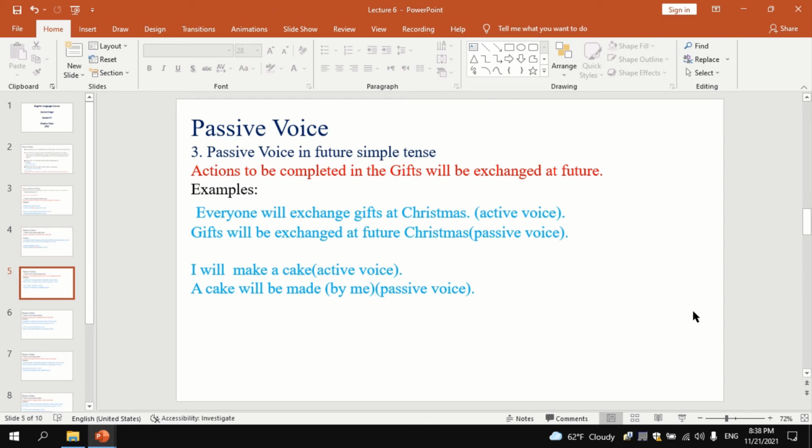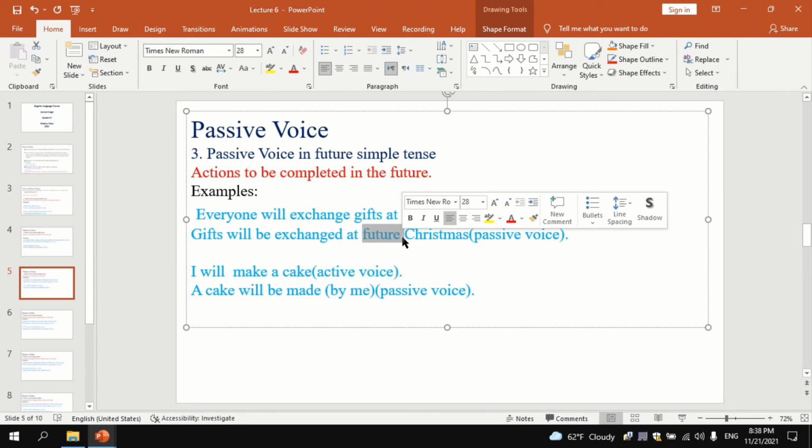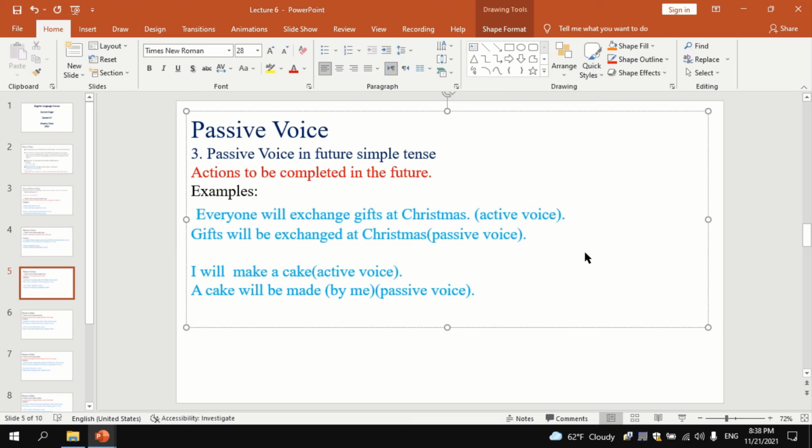And passive voice in the future simple tense is used for an action to be completed in the future. Example: everyone will exchange gifts at Christmas. Active voice. Gifts will be exchanged at Christmas. This is passive voice.